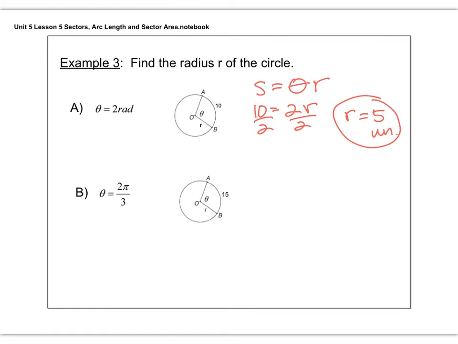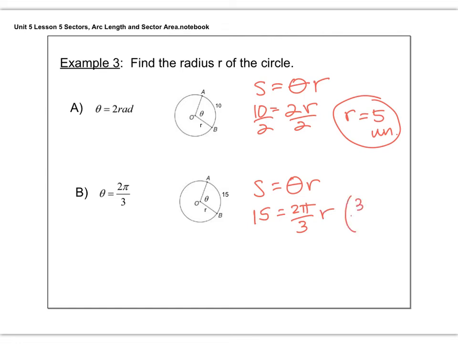Let's try one more of those. So in this case, we're given the arc length, and we are given the angle that opens up to that arc, and we are supposed to find the radius. So the arc length will equal theta times r.